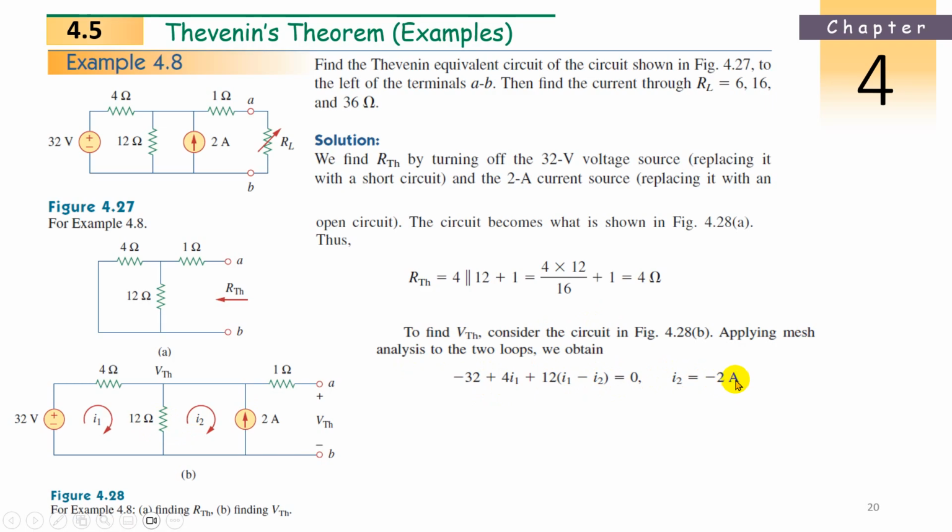Why is I2 equal to minus 2 amperes? Check here, in the second loop, the current we are assuming is in this orientation, that is clockwise, and the current in this branch is upward. I2 is equal to this current, but the direction is opposite. So because the direction is opposite, I2 is minus 2 amperes. Now substitute this I2 in this, you will get I1. Now I1 you will get 0.5 ampere. So we got I1 now.